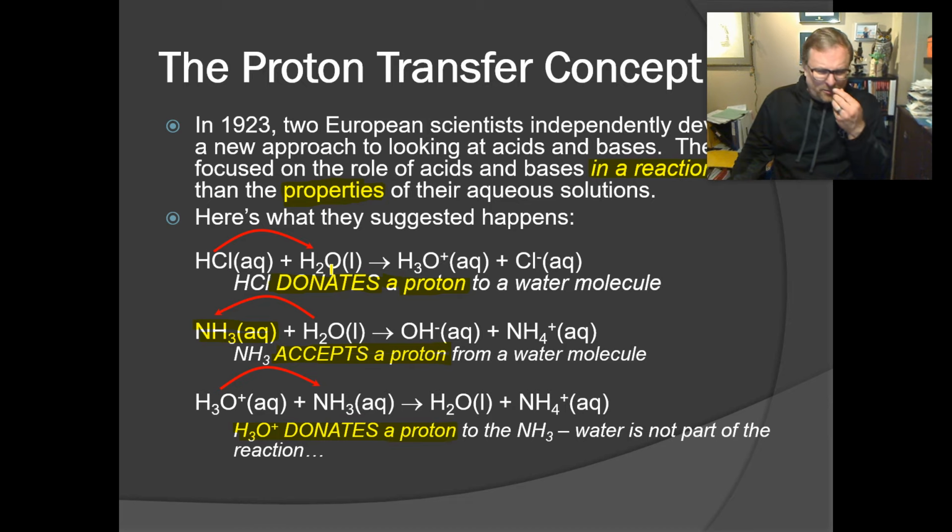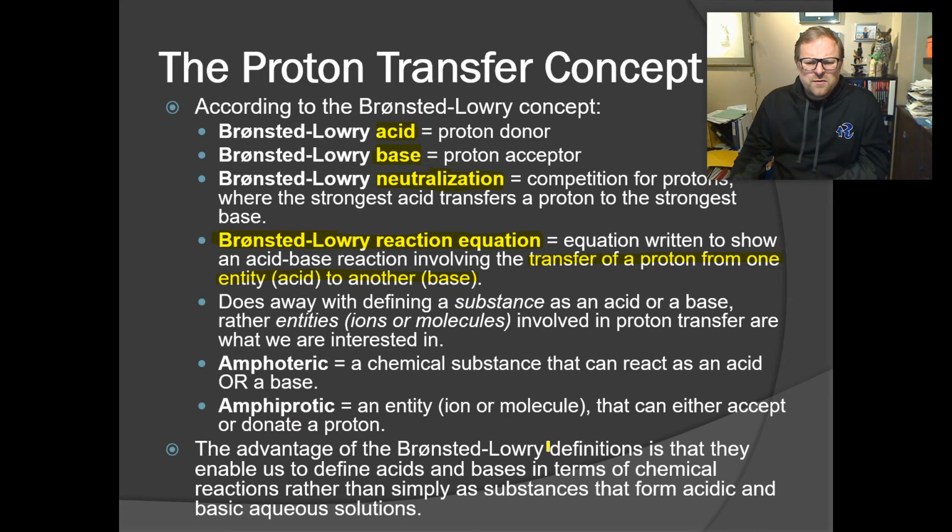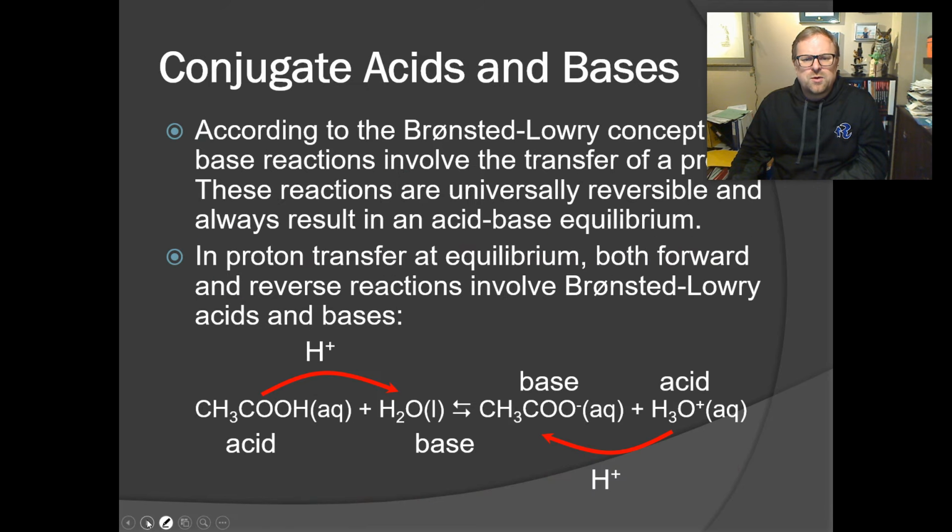That should sound a little bit like what we did in Unit B, where we were dealing with entities that could either accept or donate an electron, right? They were either an oxidizing or a reducing agent, right? Do you remember that? Okay. So the advantage of the Bronsted-Lowry definition is that it enables us to define acids and bases in terms of chemical reactions rather than simply as substances that form acidic and basic solutions. That's the advantage of this: we can really look at something and it has a lot of predictive power.